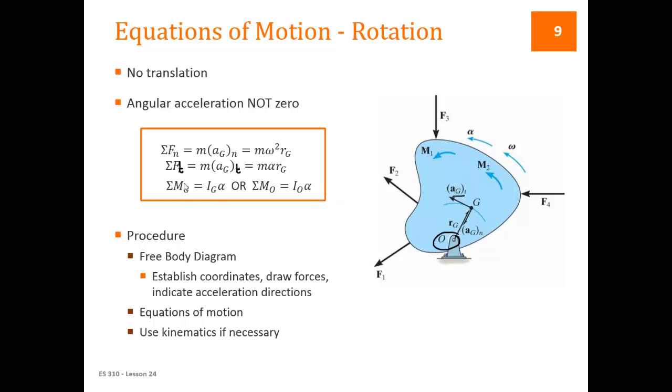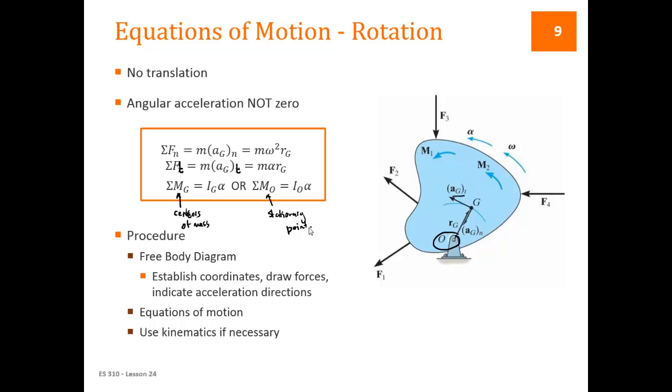Moment-wise, we have that the sum of the moments at G is equal to the mass moment of inertia at G times alpha, or the sum of the moments at O, the still point, is equal to the mass moment of inertia around the still point times alpha. So notice you have two options: either your center of mass, or your stationary point, as the points that you can add moments around.